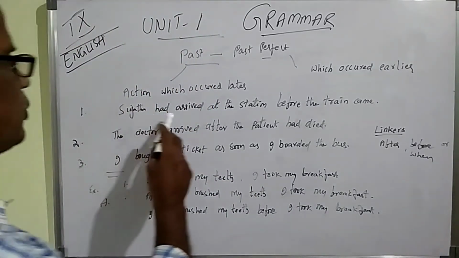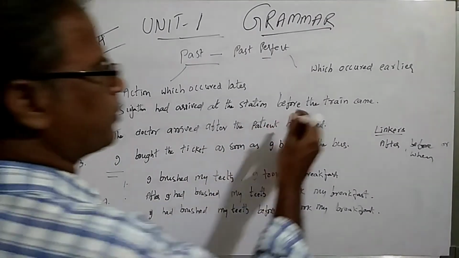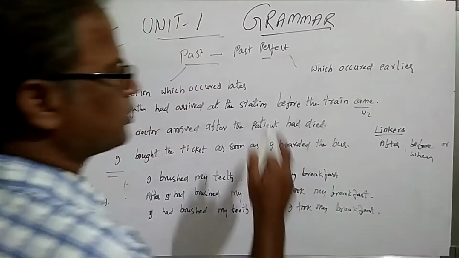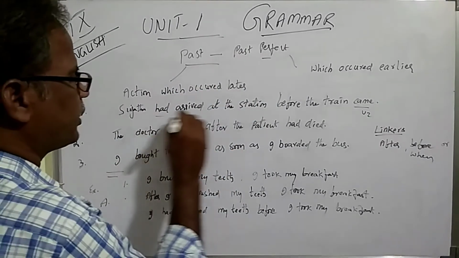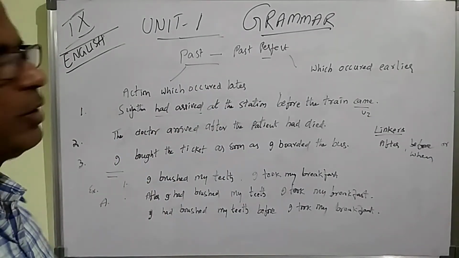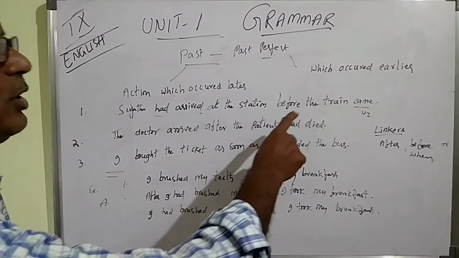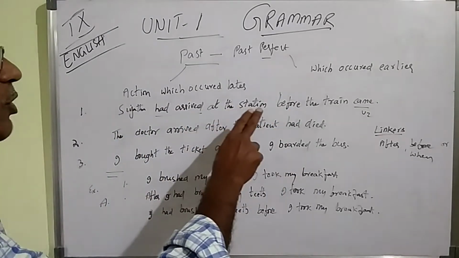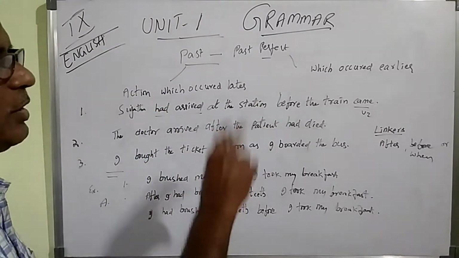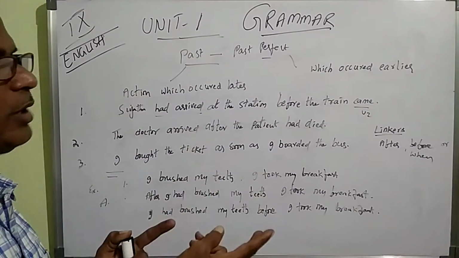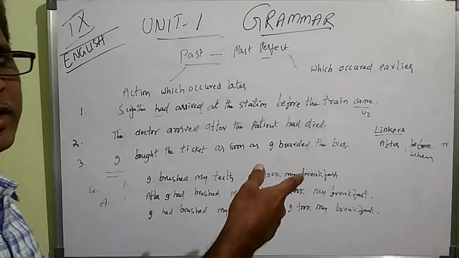See the first sentence: Sujata had arrived at the station before the train came. Do you understand this? Before the train came, this is V2. So before the train came, what happened here? Sujata had arrived. For this, had, the past perfect, is used. So two actions are there: Sujata arrived at the station, and the train also came. In these two actions, which one happened first? Sujata arrived.